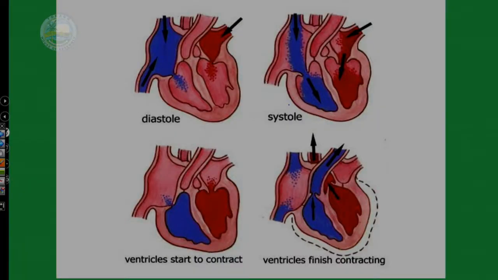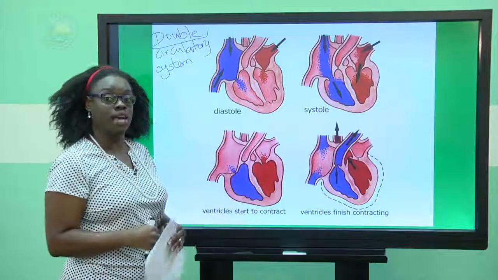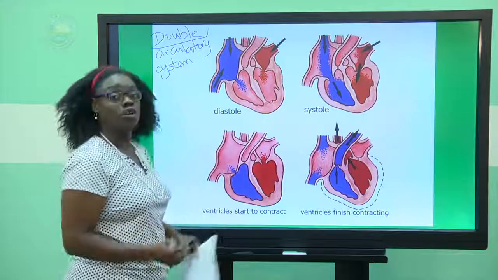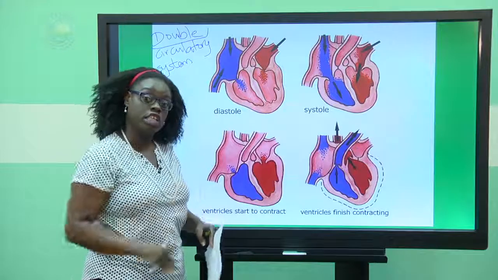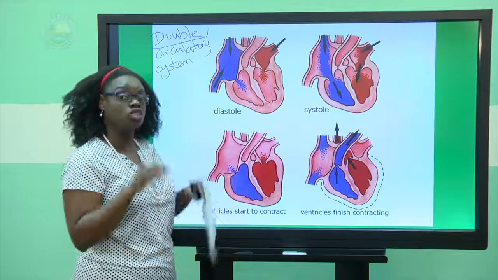Now, the circulatory system that we have as mammals is called a double circulatory system. Why is it called double? It's called double because in one circuit of the circulation, the blood enters the heart twice.